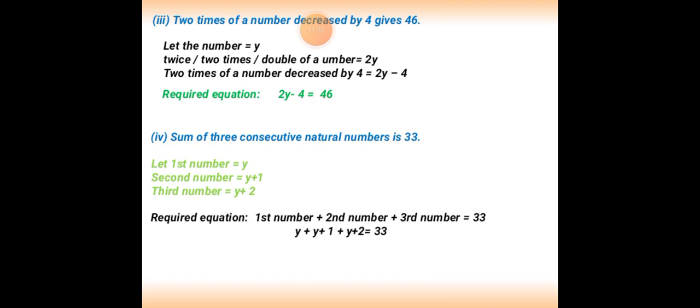The sum of 3 consecutive natural numbers is 33. So let the first number be y, the second number be y plus 1, and the third number be y plus 2. Required equation: first number plus second number plus third number is equal to 33. So y plus y plus 1 plus y plus 2 is equal to 33.